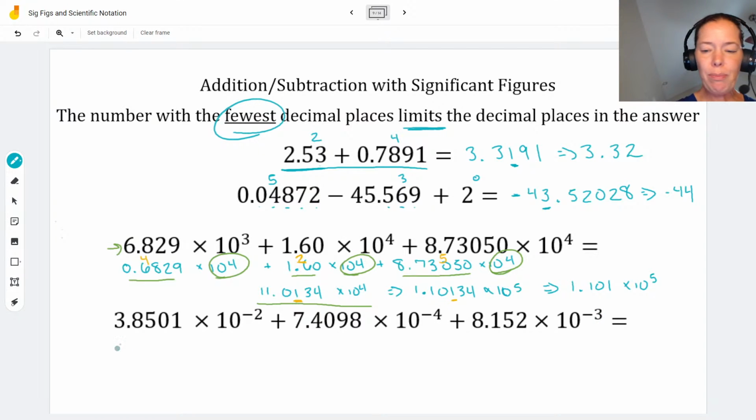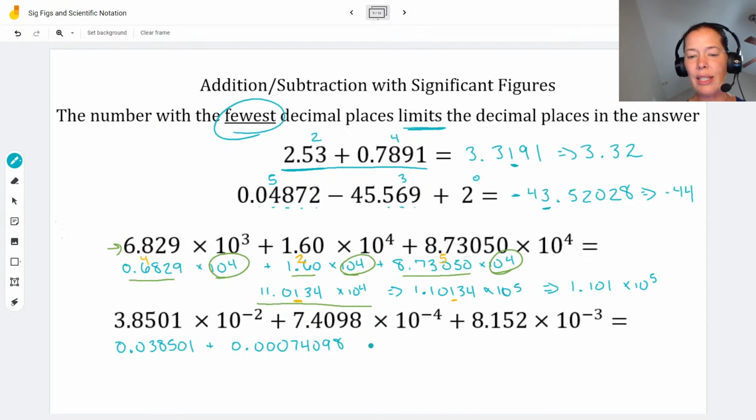So that's going to be 0.038501. And you can see 1, 2, I moved it 2 decimal places, plus my next one, that's 10 to the fourth, 74098. And again, just double check, 1, 2, 3, 4. Okay, all right, that's fine. Plus this last one, this is a 10 to the third. So this is my standard notation. Just double check. 1, 2, 3. Yep. Okay. So we're good.